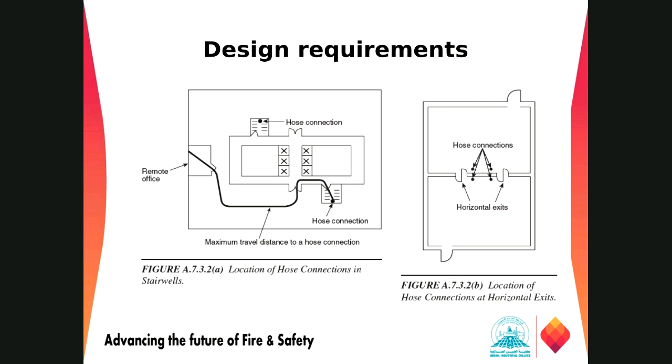So the meaning of the horizontal exit is that on the same floor, someone is going from one side to that side. If they are going to these areas, or if they are coming to these areas from the other side, we call it the horizontal exit. So these are the four possible locations where they can put the fire hose cabinet.